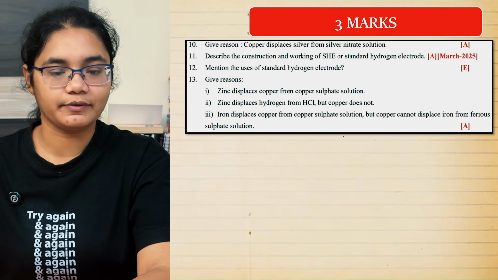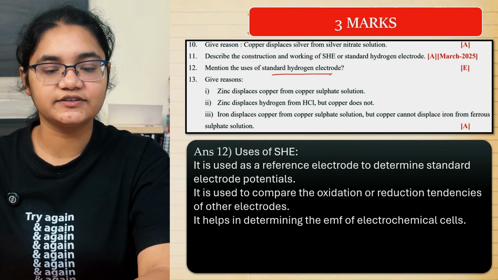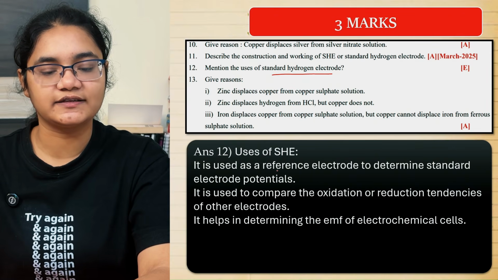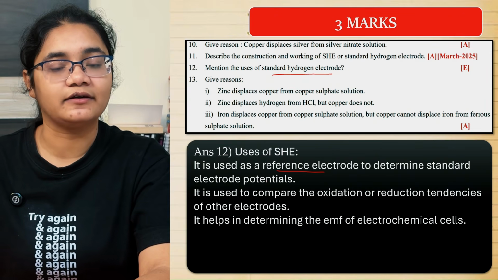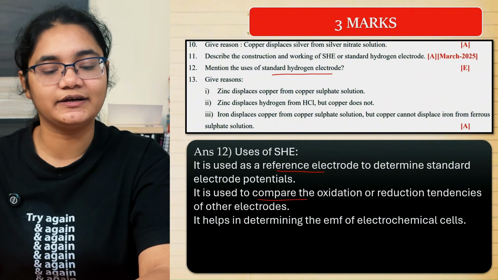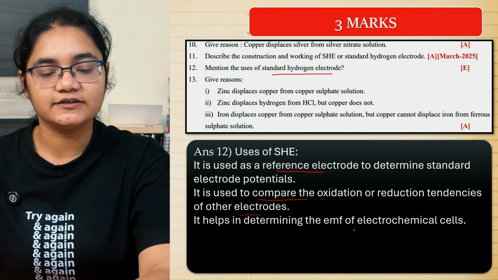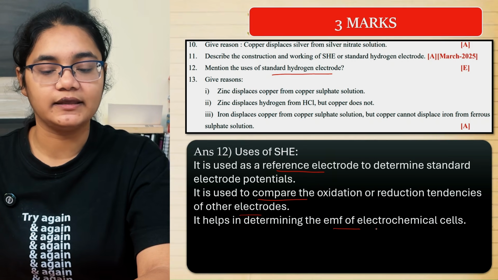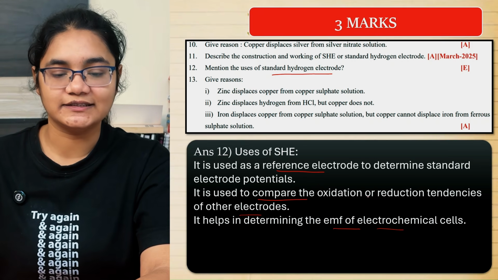Now let's talk about question number 12. Mention the uses of standard hydrogen electrode. It is used as a reference electrode to determine the standard electrode potentials. It is used to compare the oxidation or reduction tendency of other electrodes. It also helps in determining the EMF of the electrochemical cells.